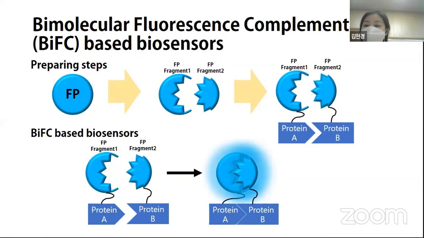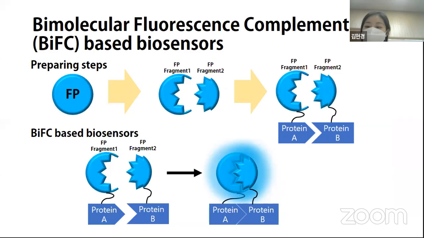Unlike FRET-based biosensors, BiFC-based biosensors use dissected fragments of fluorescent proteins. Since each fragment loses fluorescent characteristics, they do not fluoresce by themselves at this stage. Then each fragment is fused with the proteins whose interactions are to be identified. If proteins A and B interact with each other and come close enough, the fragments recombine and fluoresce.